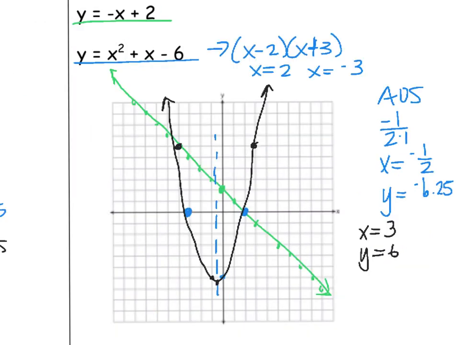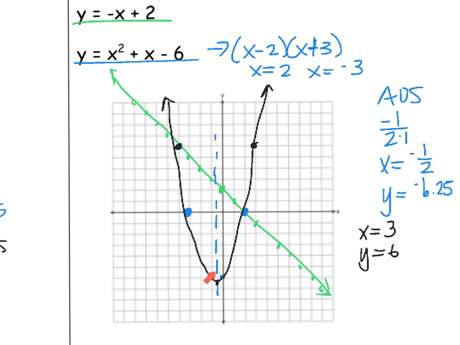Okay, so I graphed the line y equals -x plus 2 in green. So here's y equals -x plus 2. So x squared plus x minus 6, I factored it. I got an x-intercept of 2 right here and -3. My axis of symmetry was -b over 2a, which was -1/2. This is my axis of symmetry, and gave me a y value of -6.25. I also graphed the y-intercept at -6.